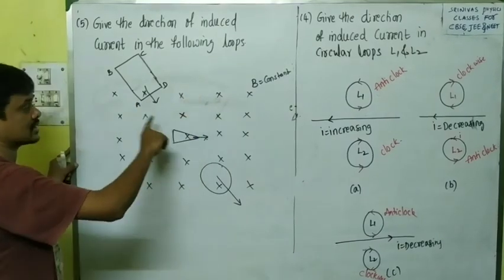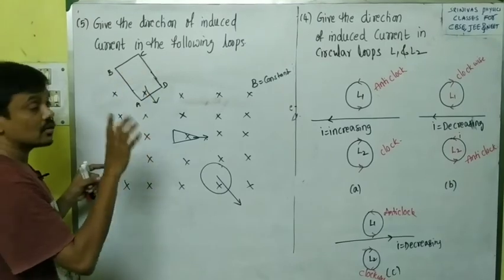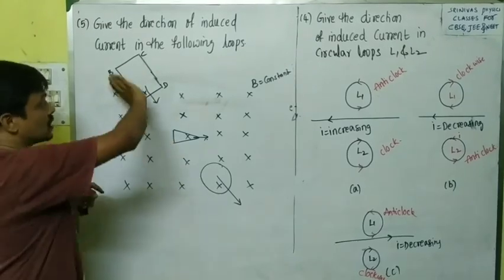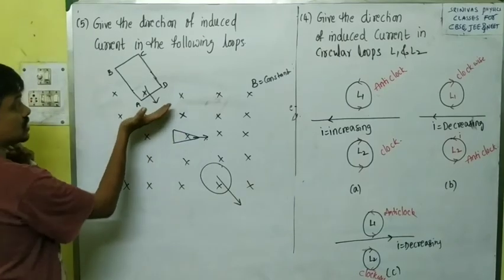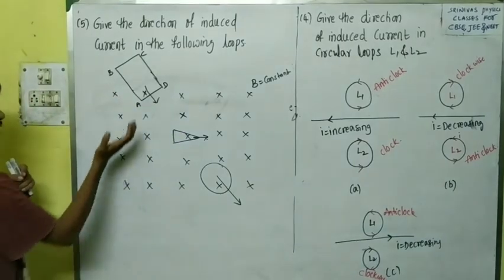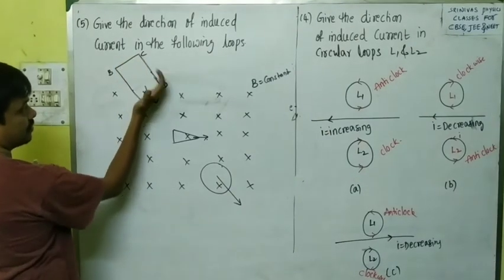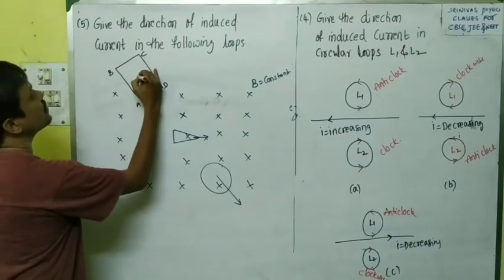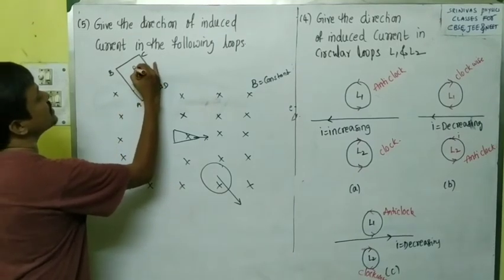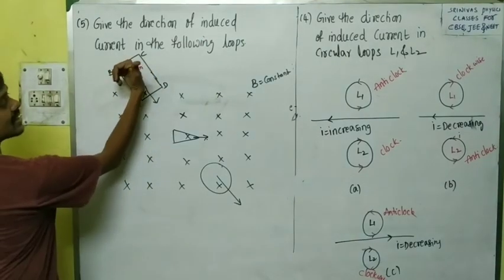That means when the inward flux increases, look here, when it comes into the field, the inward flux increases. When inward flux increases, the increase should be opposed. That means an outward flux should be generated, so an outward field should be there. The induced field should be a dot, outward. Outward means like this, right?